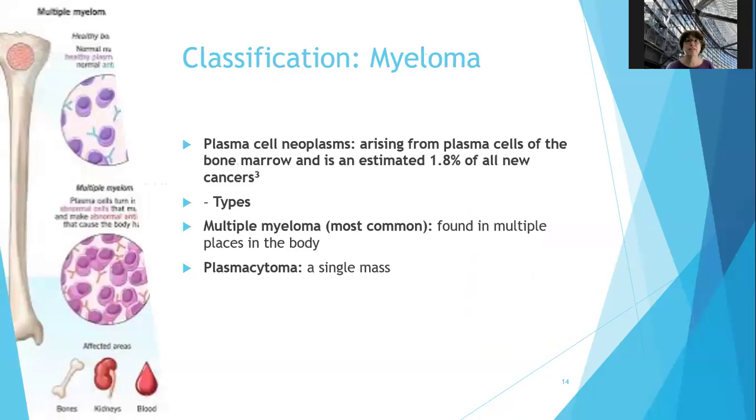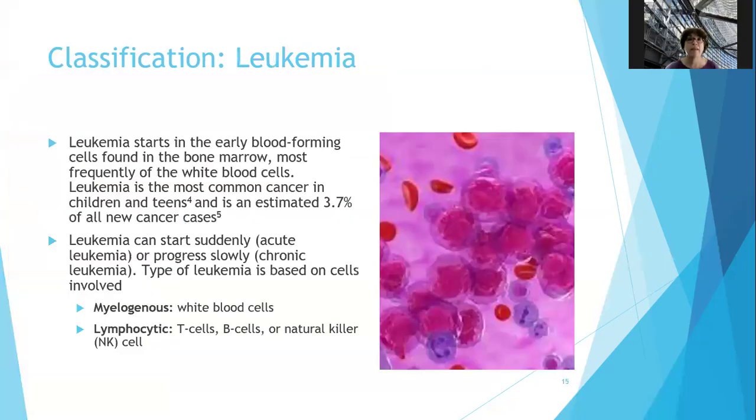So myeloma is plasma cells arising in the bone marrow. So it's basically bone marrow cancer. Only 1.8% of all new cancers. Multiple myeloma is the most common, and it's found in multiple places in the body, or a plasmacytoma is a single mass. And I'm just telling you these to familiarize you with the different categories. Remember the learning objectives. We don't need to know this in detail.